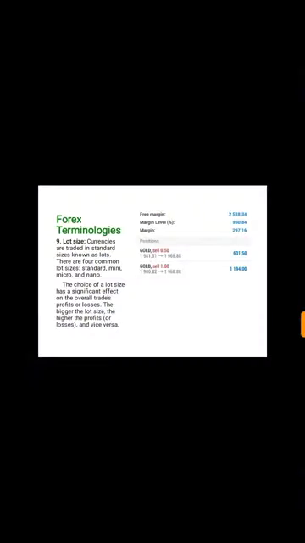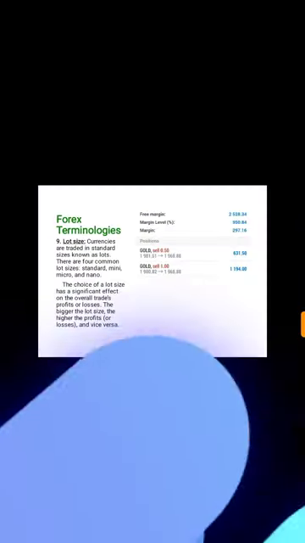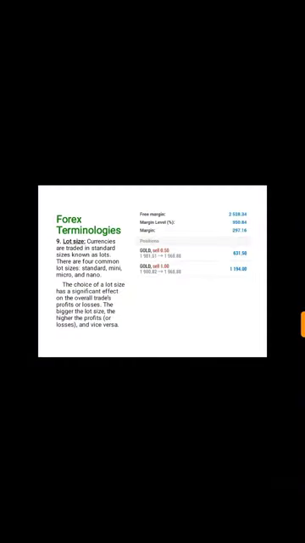Now let's look at the last terminology here, which is lot size. What is lot size? The higher the lot size you use to place a particular trade, the higher your chances of making more money in that trade. And the higher the lot size you use in a particular trade, the higher your chances of also losing money if it goes in the wrong direction. There are 4 types of lot sizes that you can use: standard lots, mini lots, micro lots, and nano lots.